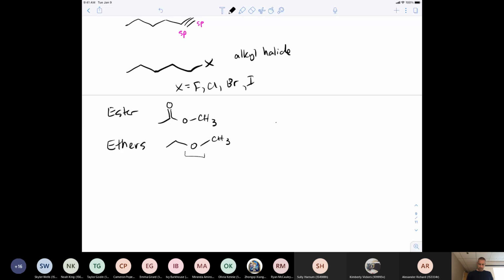Carboxylic acids. A carboxylic acid is kind of like an alcohol where we have a carbonyl group there as well, which makes it really acidic because the anion has resonance structures. We looked at these examples before. What else? A couple more.